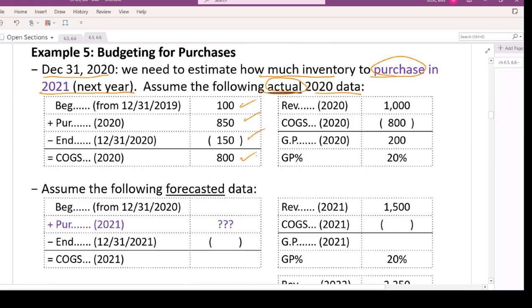Assume these are all accurate. Cost of goods sold was 800. Revenue was 1,000. Gross profit was 200. We had a gross profit percentage of 20%. All that's well and good. How can we use that as well as forecasted information?